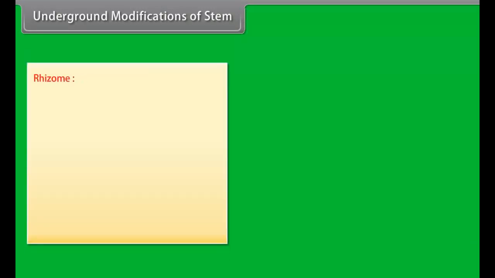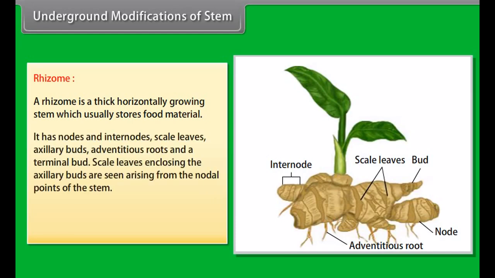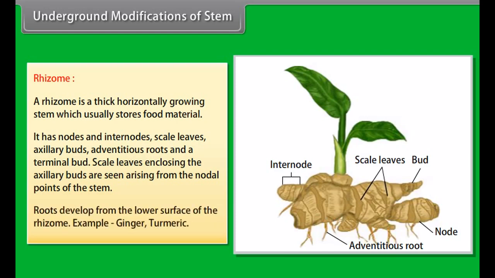Rhizome. A rhizome is a thick horizontally growing stem which usually stores food material. It has nodes and internodes, scale leaves, axillary buds, adventitious roots, and a terminal bud. Scale leaves enclosing the axillary buds are seen arising from the nodal points of the stem. Roots develop from the lower surface of the rhizome. Example, ginger, turmeric.